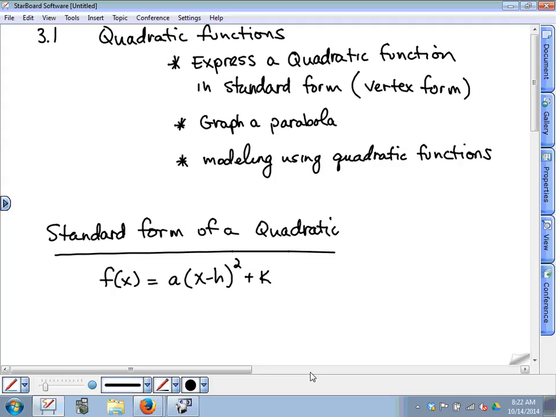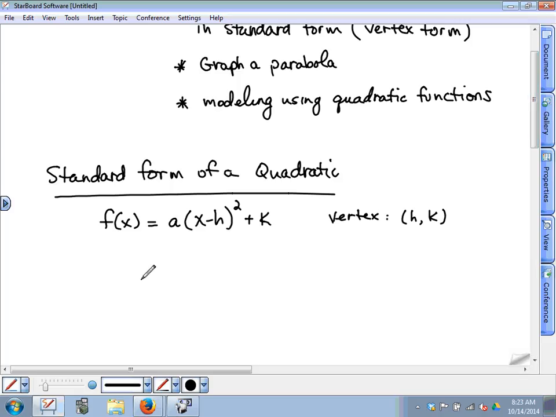For those that remember from last year, why is this commonly referred to as vertex form? What do we gain from this form of a quadratic? The vertex is pretty easy to find, isn't it? What do you guys remember from last year? What is the vertex? H, K, yeah. The vertex is the point h comma k.